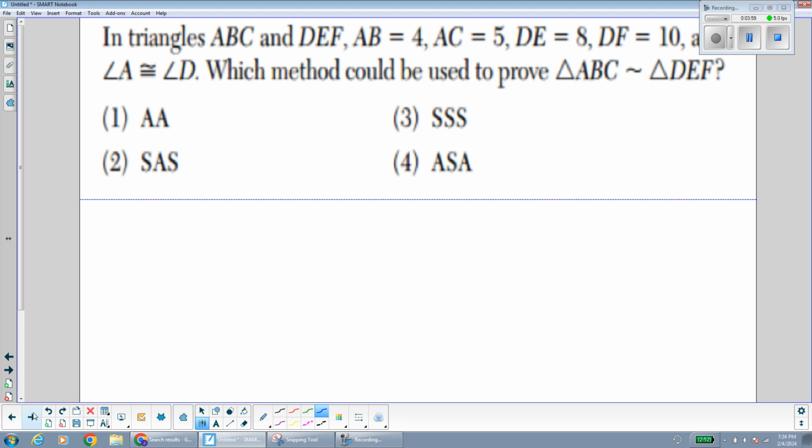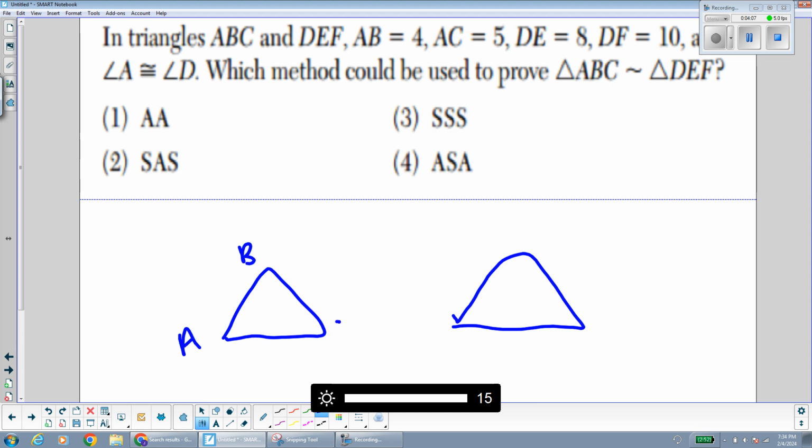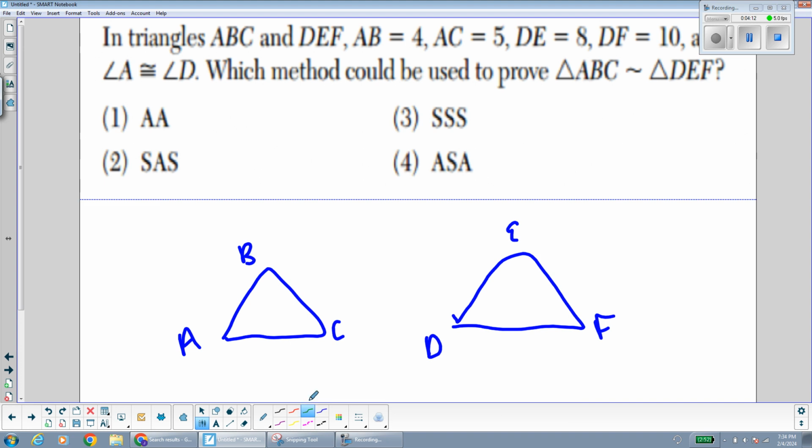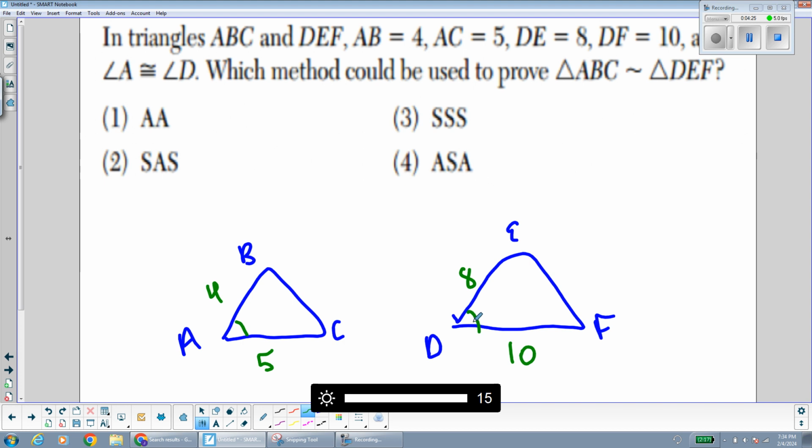Over here, we have an example. It's mentioning triangles ABC and DEF, and I don't see them here, so I'm just going to draw them. Triangle ABC and triangle DEF. And it tells us here that AB is 4, AC is 5, DE is 8, DF is 10, and angle A is congruent to angle D. And it's asking us what method to use to prove the triangles similar to each other. Well, it's looking like SAS because we have information about two of the sides and a congruent angle in between.